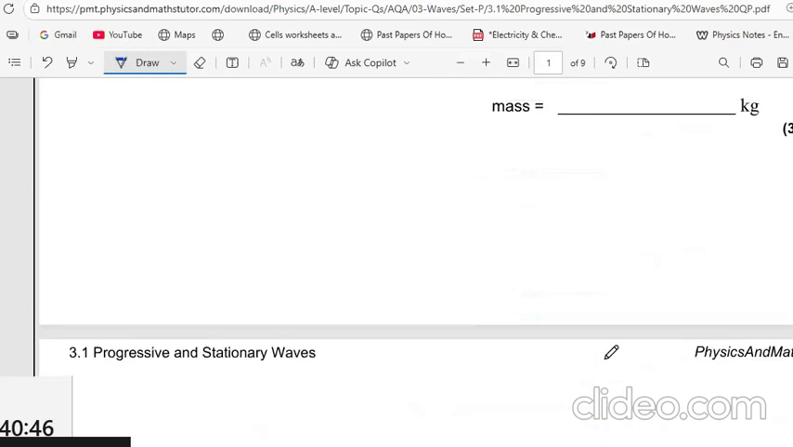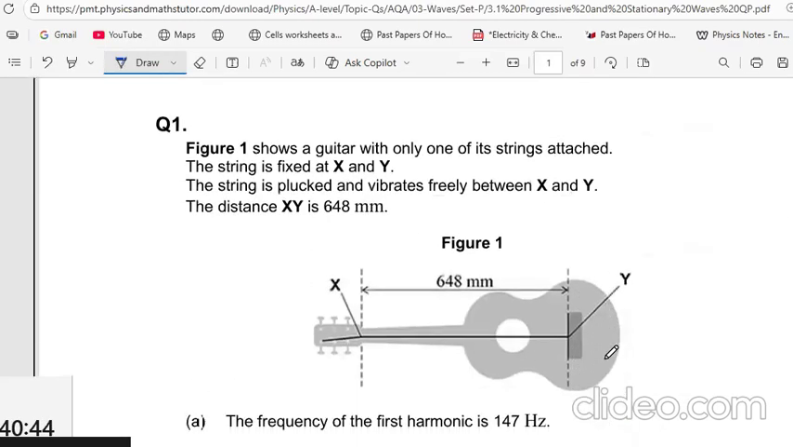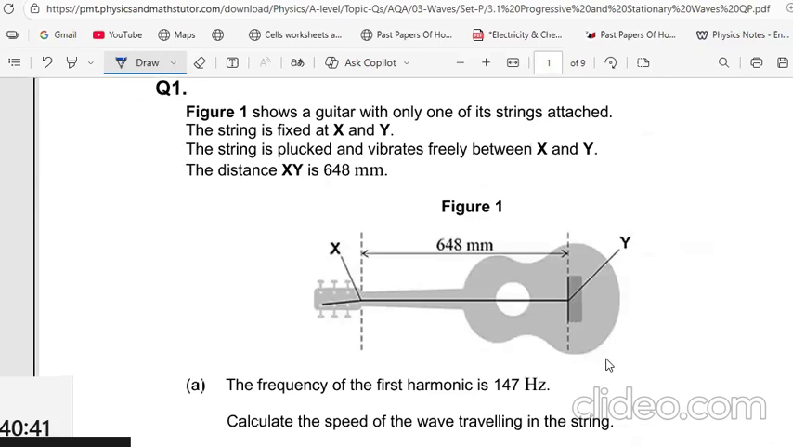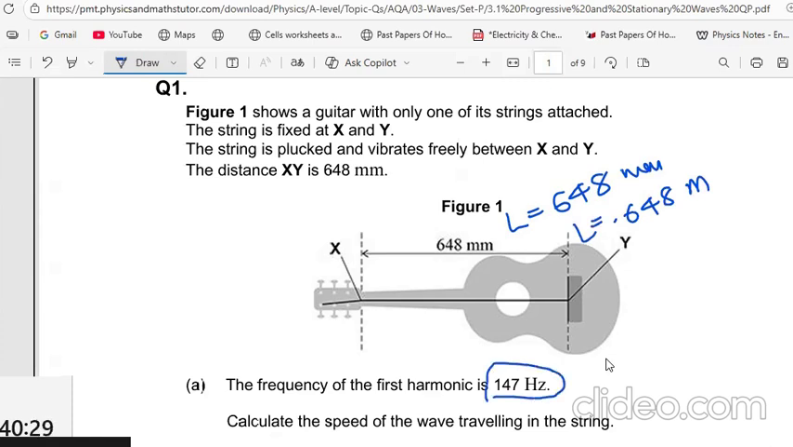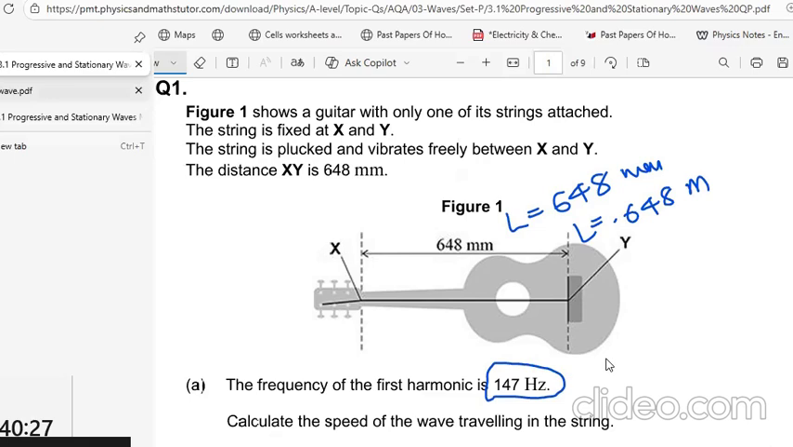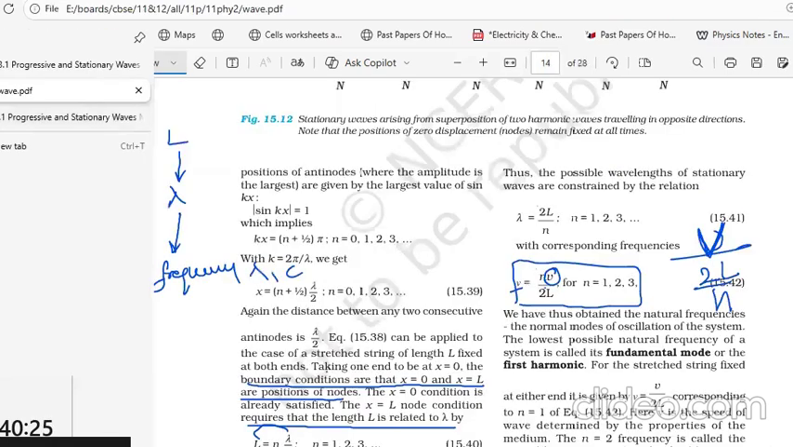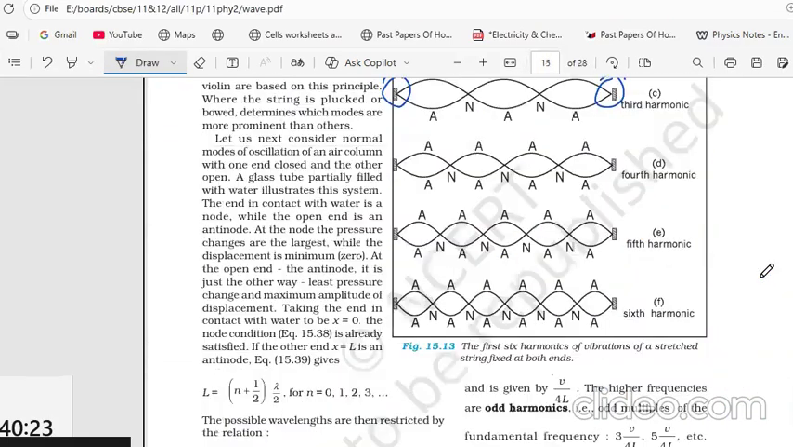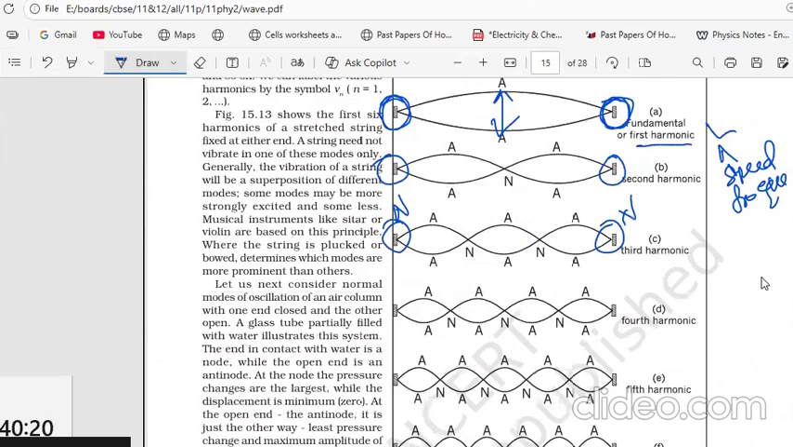Now, he gives you the length 648 mm. So you'll have to convert it to meters. It's 0.648 meters. This is the length. And he's given you the first frequency. That means the first frequency is obviously this one, caused by what we call the fundamental or the first harmonic.